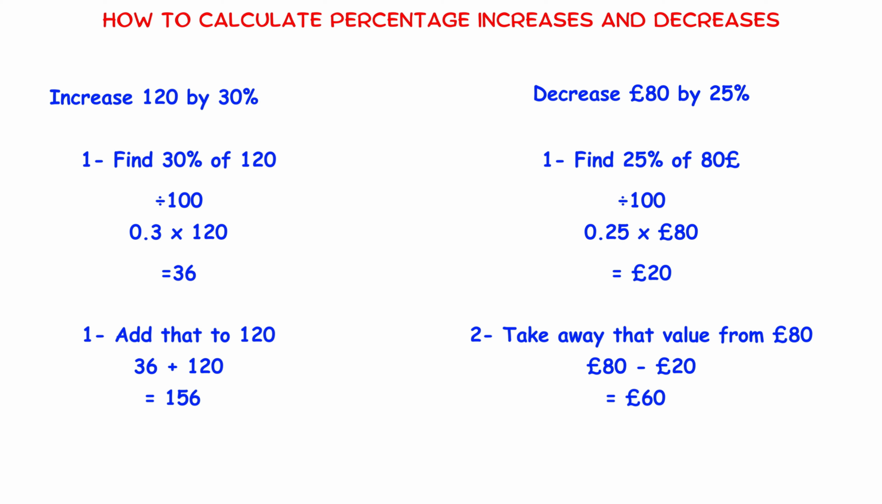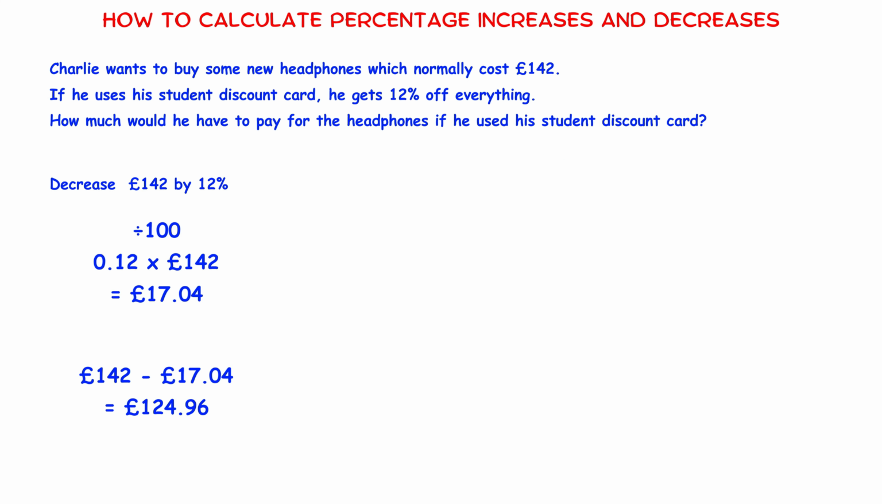For this next one, we need to decrease 80 pounds by 25%. So similar to before, we first need to find out what 25% of 80 pounds is. And then, because it's a decrease, this time we have to take that value away from the 80 pounds. So to get 25% of 80 pounds, we just convert 25 to 0.25 and multiply by 80 to find that is 20 pounds. Then we just take that 20 pounds away from the original 80 pounds to get a new price of 60 pounds.